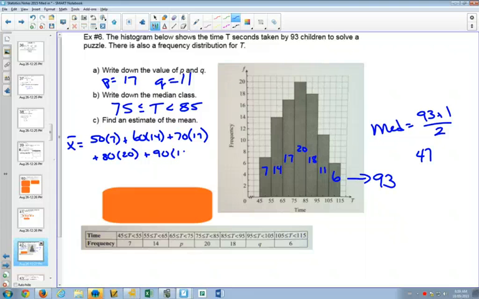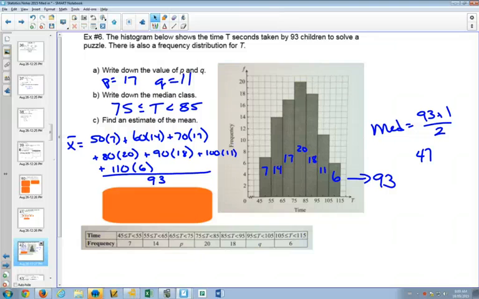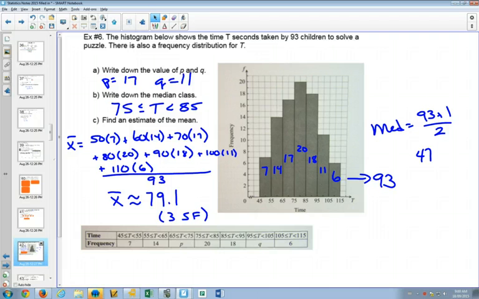Plus 90 happens 18 times. Plus 100 happens 11 times. And finally, plus 110 happens 6 times. And that all gets divided by 93. And if you figure that out to 3 significant figures, you get approximately 79.1.